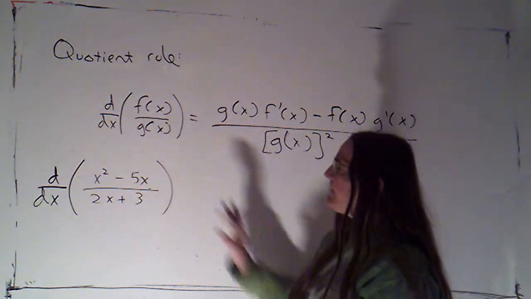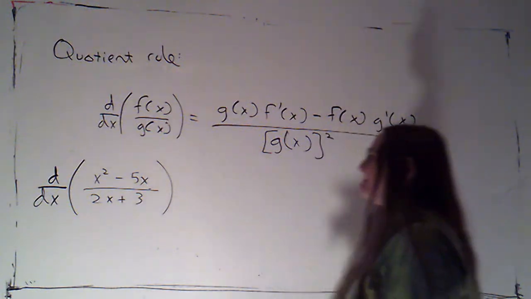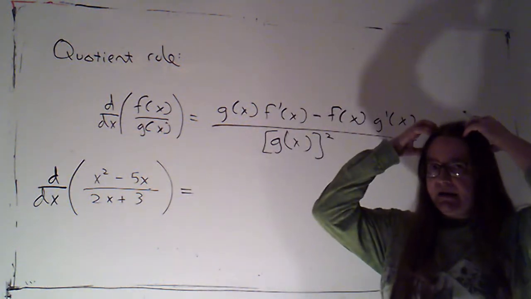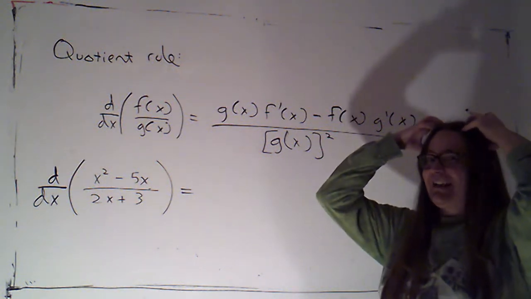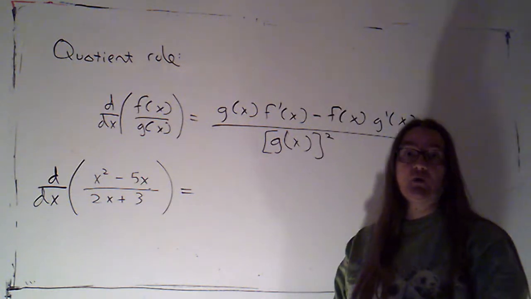So even though top and bottom are the same type of function, I still need the quotient rule. Okay, so I'm going to work it out. And again, I don't like to multitask, so I'm going to remember the quotient rule, which involves reciting the poem, okay? And then I'll go back and evaluate the derivatives of the individual parts.